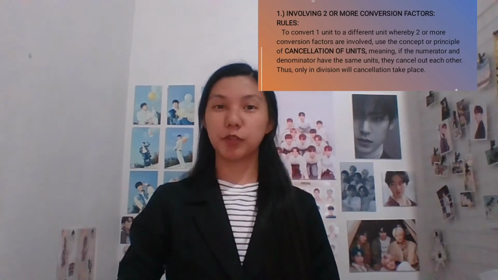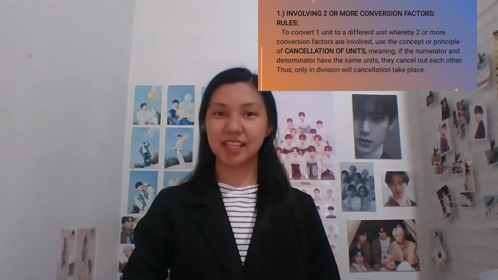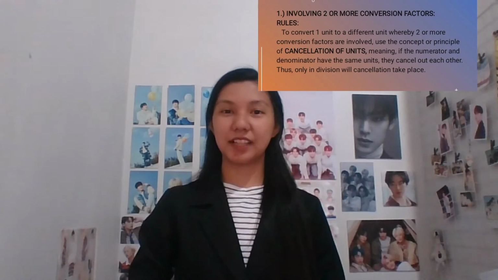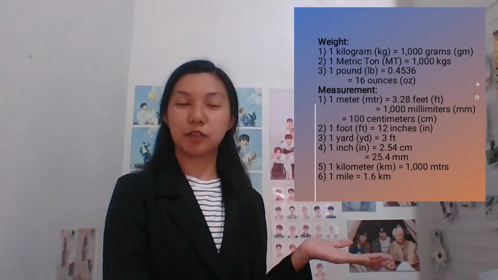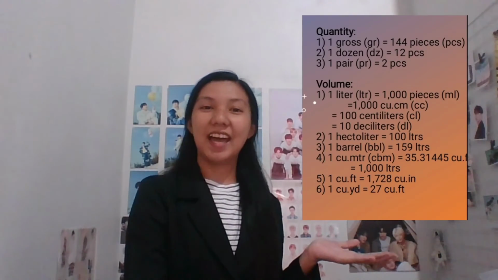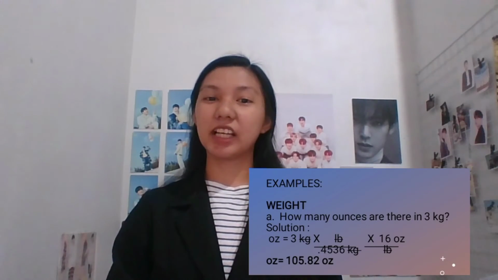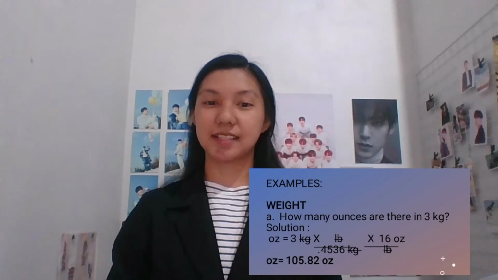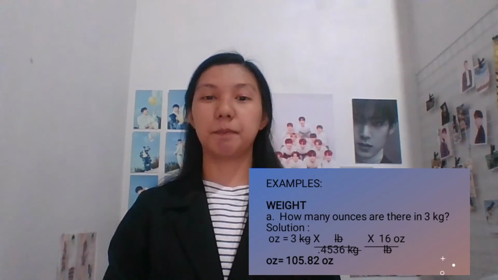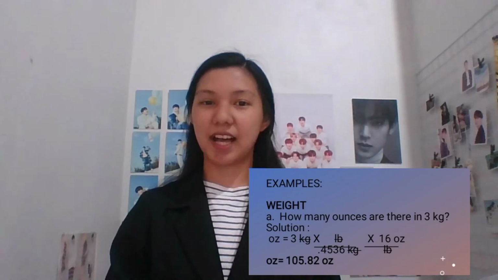In conversion of units, we have to follow the rule, which is the cancellation of units. It means that if the numerator and denominator have the same units, they cancel out each other. So these are the conversion of units: weight, measurement, quantity, and volume. Example in weight: how many ounces are there in 3 kg? 3 kg times pound over 0.4536 kg times 16 ounce over pound. Cancellation of units, the answer is 105.82 ounces.